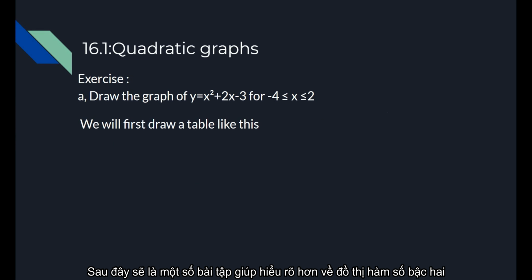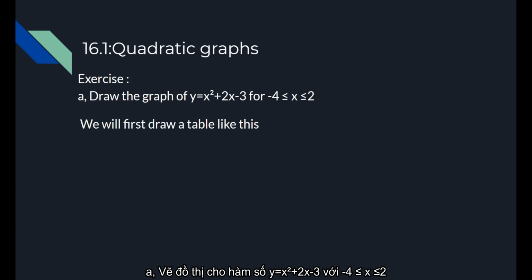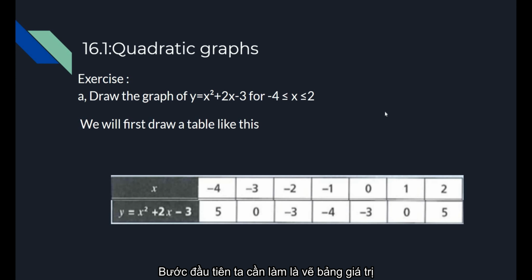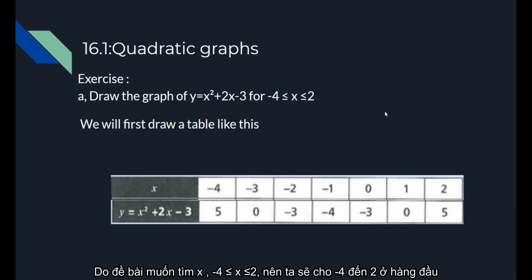Here are some exercises that we are going to go through to have a better understanding of this. First, we need to draw the graph of y equals x squared plus 2x minus 3 for minus 4 smaller or equal to x smaller or equal to 2. The first step to solving this is drawing a table. It says that we need to find the value of x from minus 4 to 2, so that's what we are going to put in the first row.